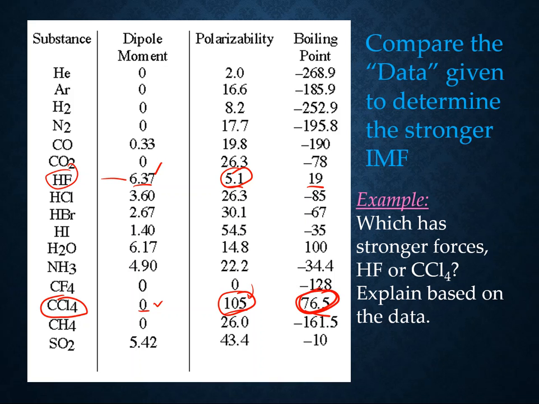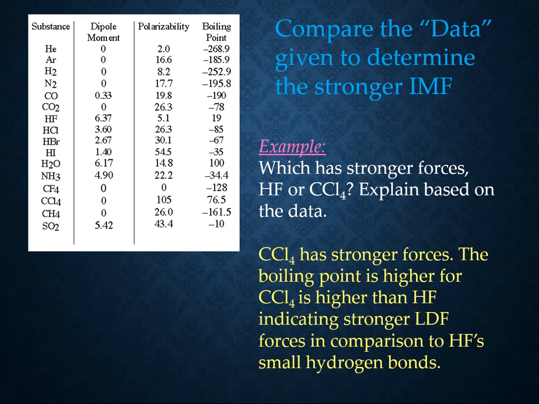So the extreme polarizability of the cloud makes those London dispersion forces a lot stronger than even the hydrogen bonding that's going on in the HF, which is a lot smaller of a molecule. All right, so the carbon tetrachloride has the stronger forces, its higher boiling point, those LDFs. You could also refer to the polarizability comparison. More electrons here, more polarizable, huge number there, definitely indicates the stronger force.